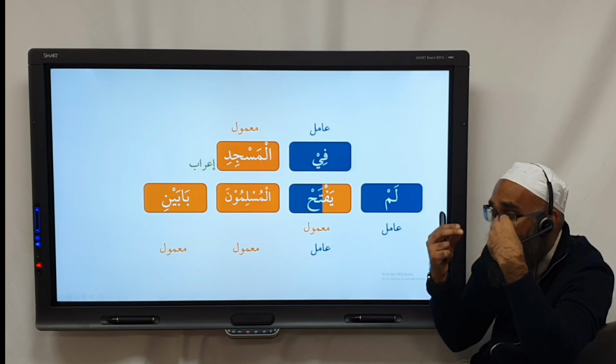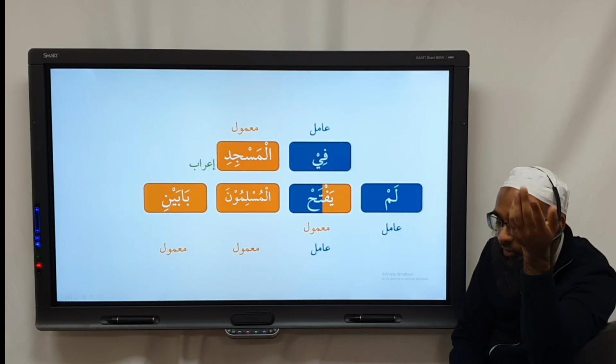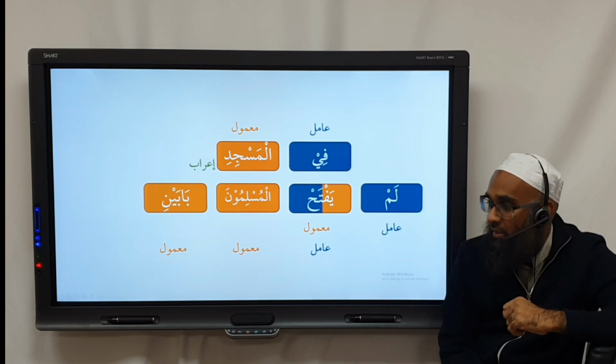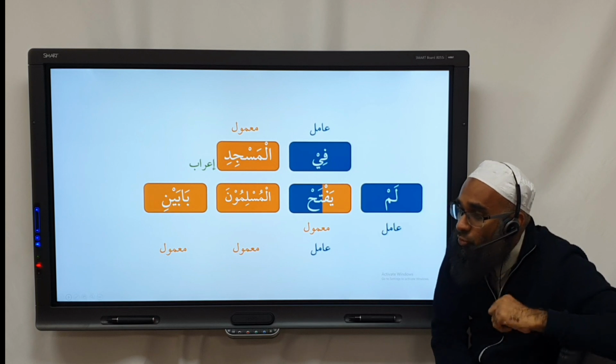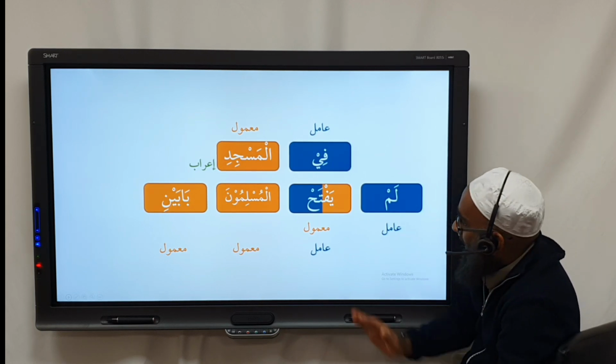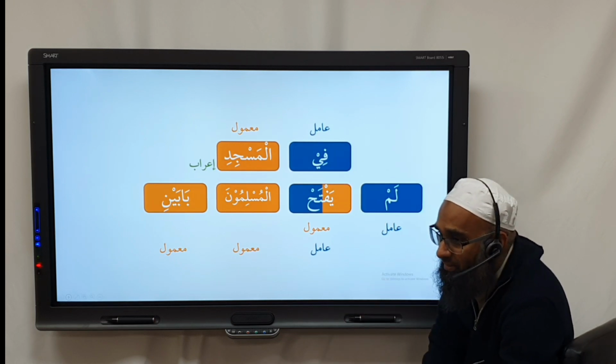Happiness is a state, and the state is manifested by your smile or rolling your eyes, or oh no, all of those comments. That's a way it is shown. So fi governs masjid, and masjid becomes majroor. How is the majroor shown? Kasra. Lam is what? Amil. Yaftah is what? How is the majzoom state shown and manifested?